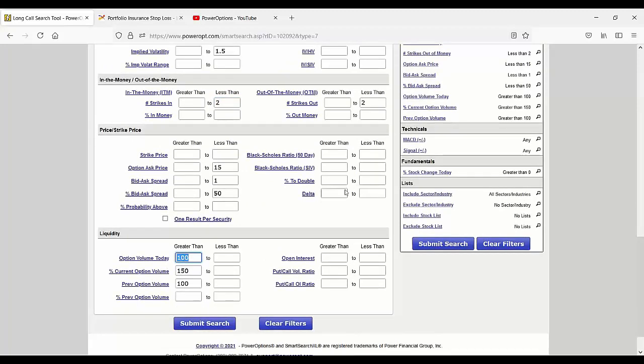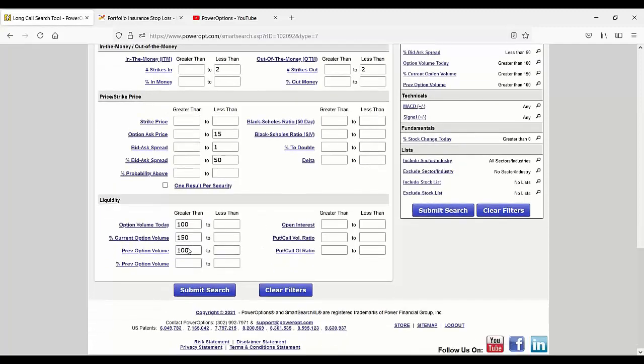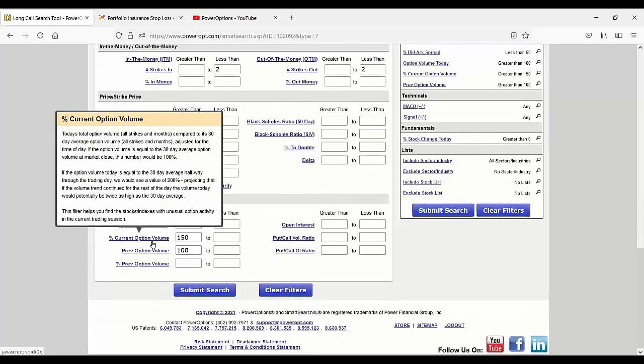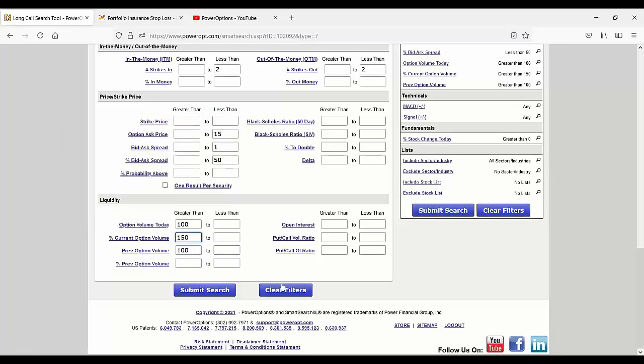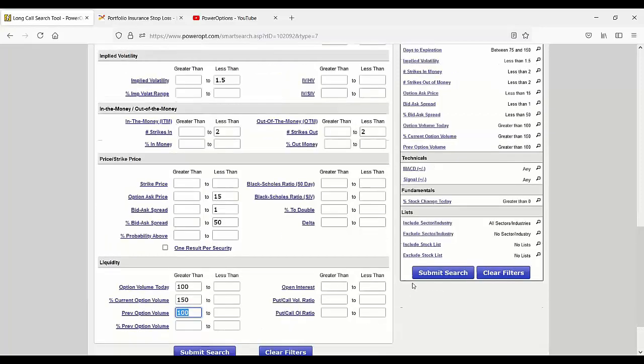Option volume. It's looking for at least an option volume of 100 contracts today and a percent current option volume, which is the option volume today compared to the 30-day average of total option volume. And it's looking for options with at least 150% option volume, meaning it has to be 50% higher than the average in a sense. And it's also looking for a previous option volume of at least 100 contracts as well.